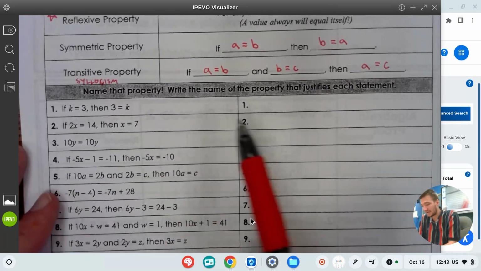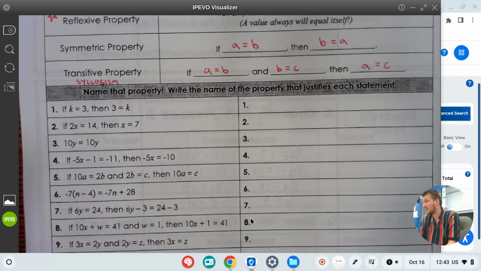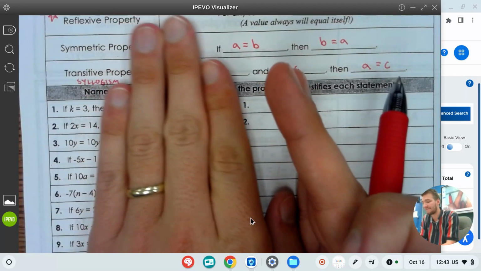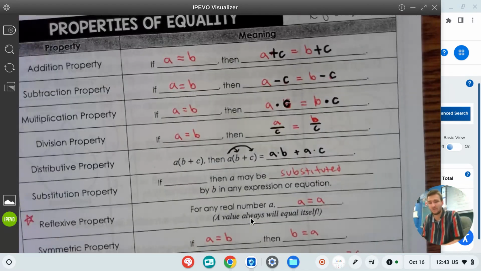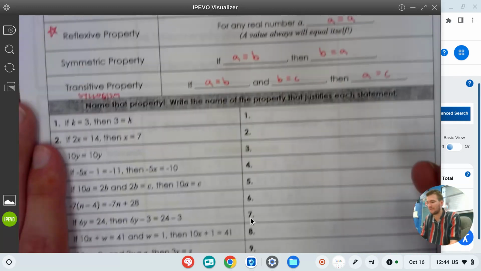So down here, our goal is to name the property. Look at these statements and decide which one's which. This is not crazy. Just think about, how did we get from the if to the then? What did we do? Did we add something to both sides? Did we literally show itself? Did we flip it around?